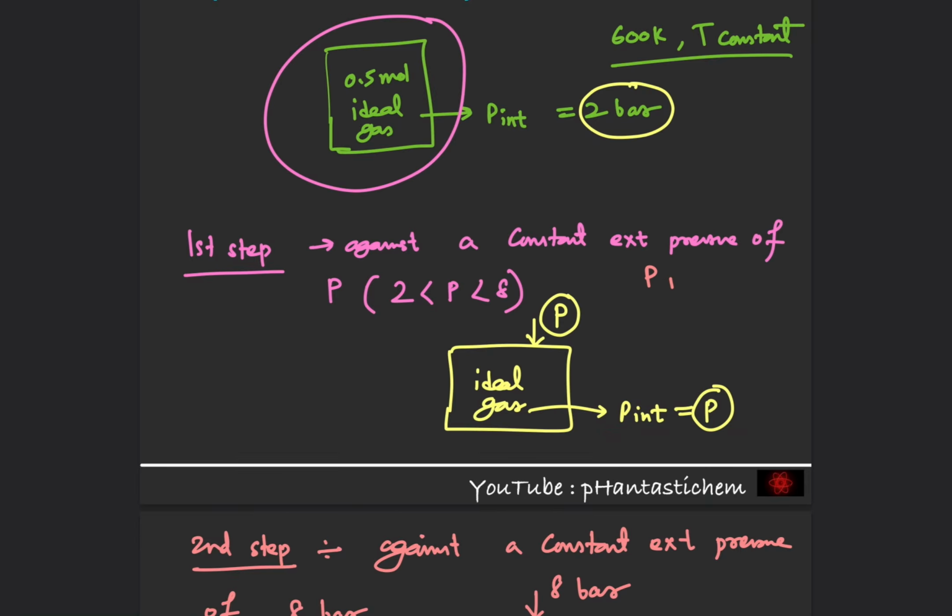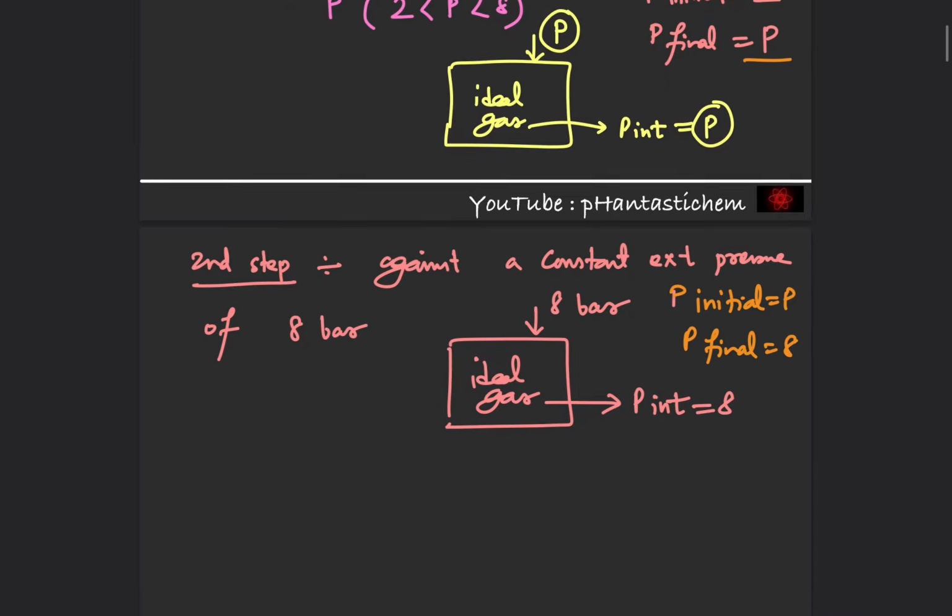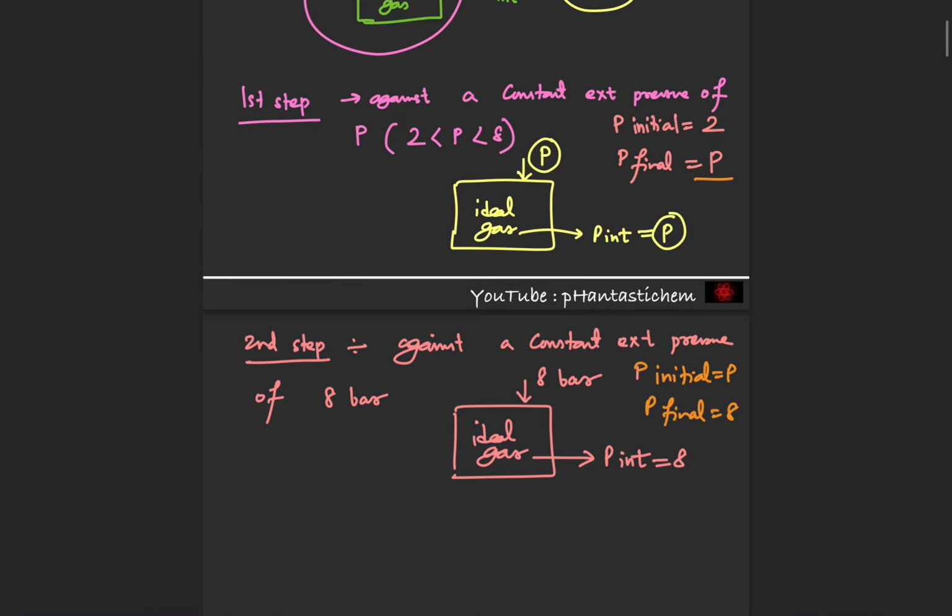So I will write this down. P initial was 2, P final became P. In our second step, P initial was P and P final is 8. Okay. So the most important observation is that compression is done in just two steps. This is the first step, this is the second step. Okay. And also P external is maintained constant in each step. Here it is P and here it is 8 bar. So therefore it's an example of irreversible isothermal compression.